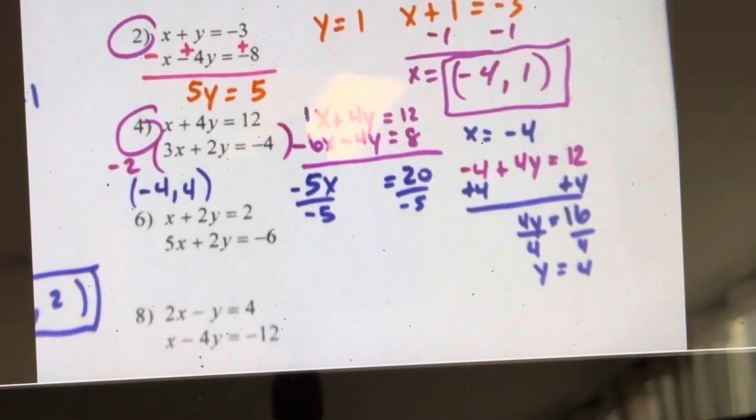So 3 times negative 4 is negative 12. 2 times 4 is 8. Negative 12 plus 8 does equal negative 4.